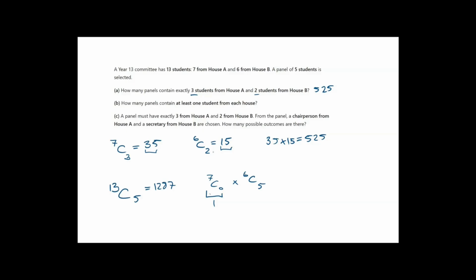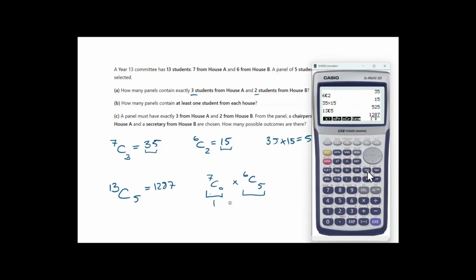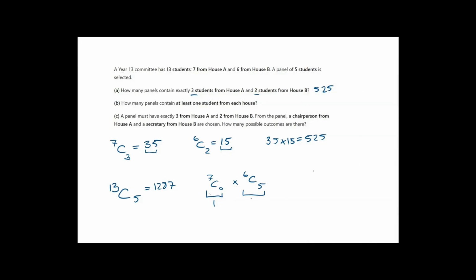And then 6 choose 5 is going to be a pretty low number. There are going to be 6 ways of doing that, which kind of makes sense because if we're choosing 5 out of 6, all that's going to matter is which student are we going to drop. So 1 times 6 is 6.